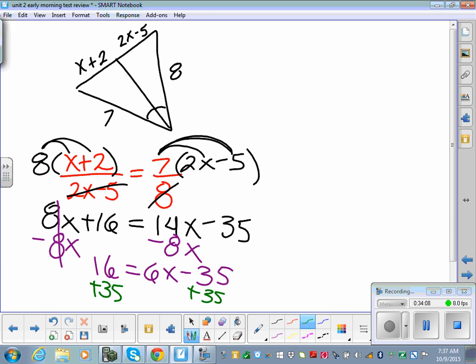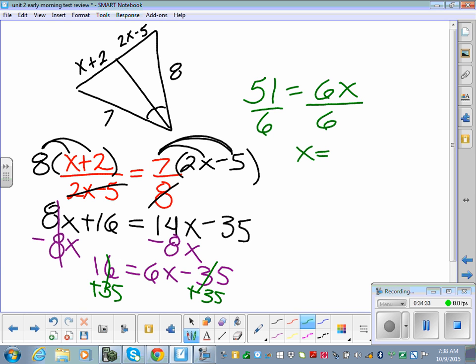So now you'll take your calculator. Since this is positive 16, you'll do 35 plus 16. 51? Yep. 51 is equal to what? 6x, because those add up to be 0. You better check and make sure your inverses match up. And then divide both sides by 6. So x is equal to 8.5.